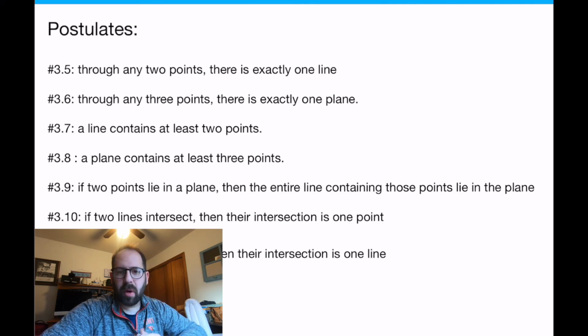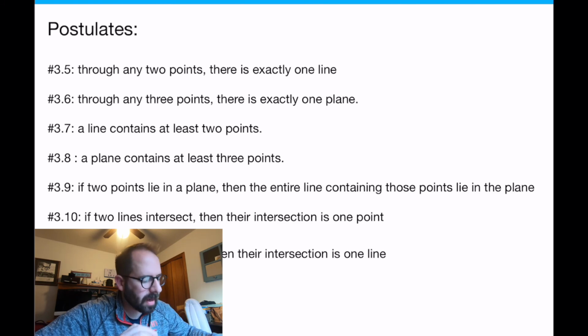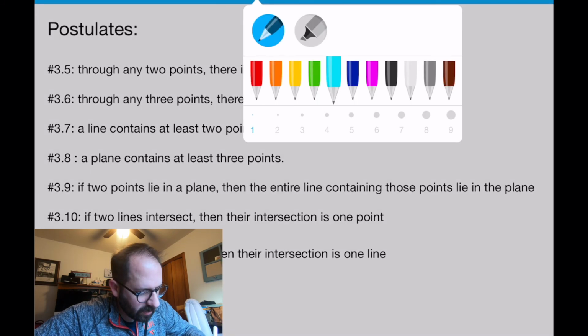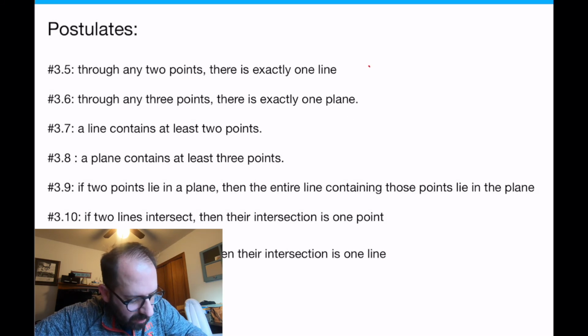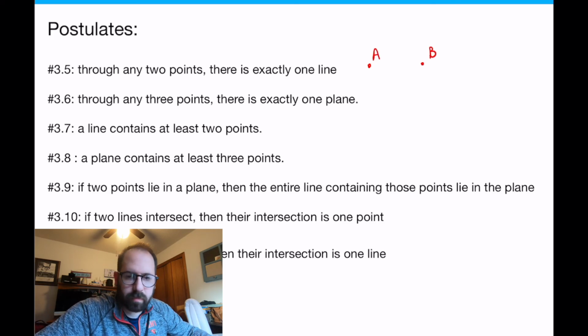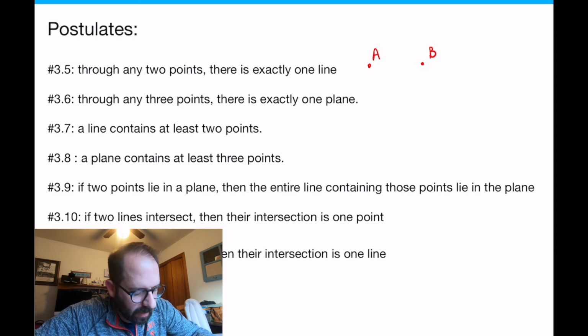Through any 2 points, there's exactly one line. So if you have 2 points, you can always draw one line that connects straight to them. That's how our constructions work. That's why I thought it would be a smart idea to bring this up. If you put any 2 points on your paper, so I'll just put 2 points down here, point A and B, you could draw one line that goes through them. That makes sense. You could take a straight edge and draw the line that connects them. And there's only one.